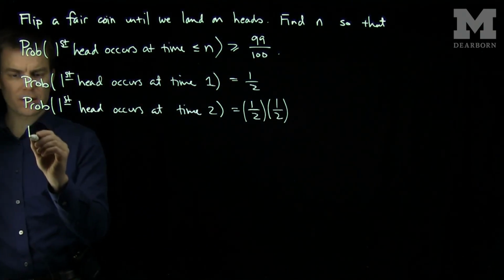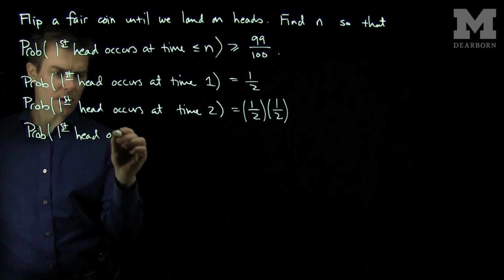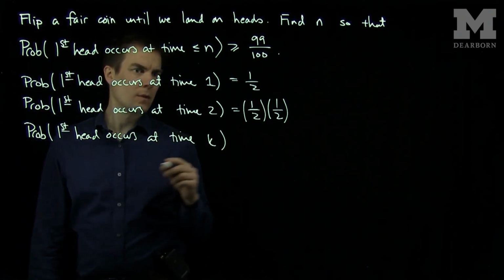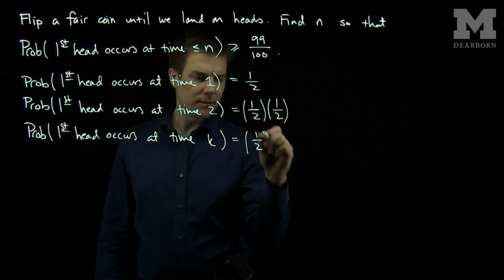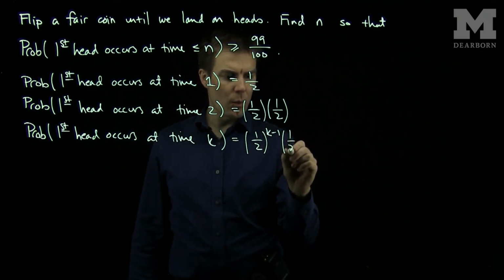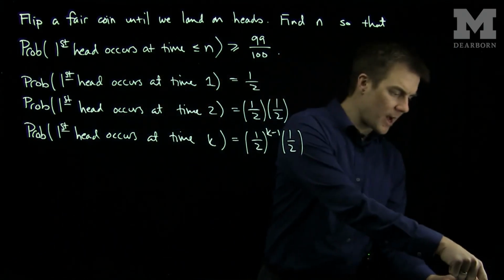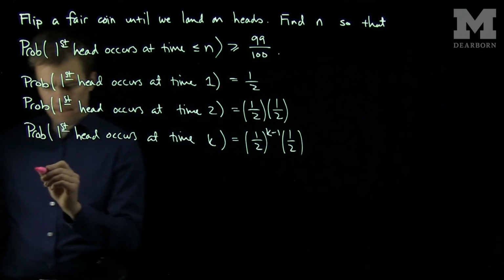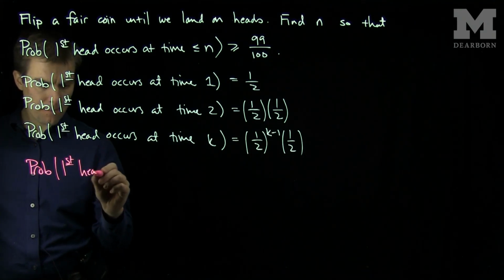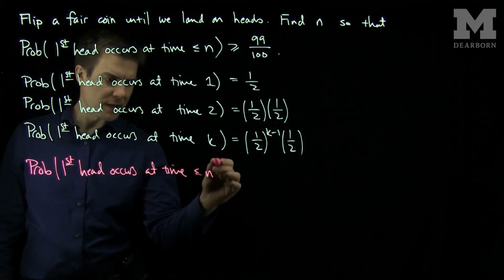And similarly, we can see that the probability that the first head occurs at time k will be, you will have to have k minus 1 tails and then 1 head. So we can recast our problem. Our problem now is to find the probability that the first head occurs at time less than or equal to n.